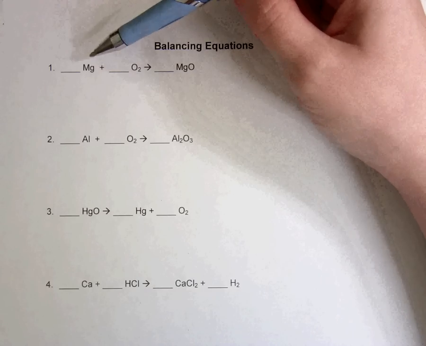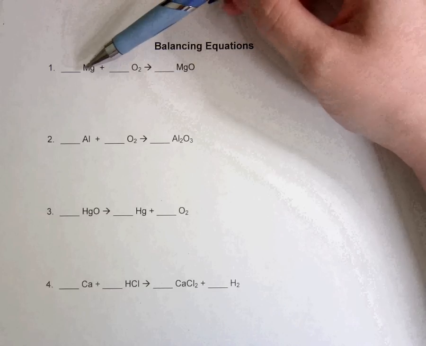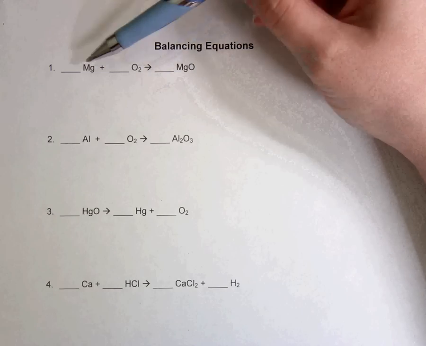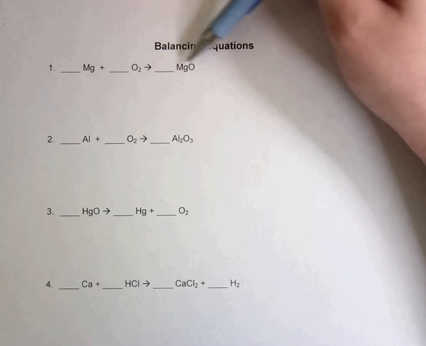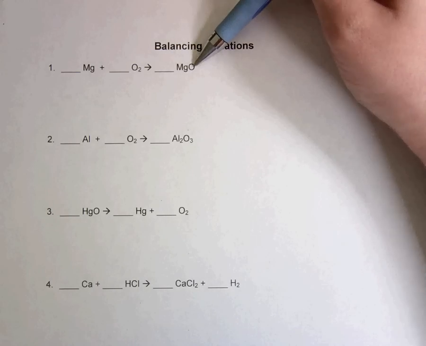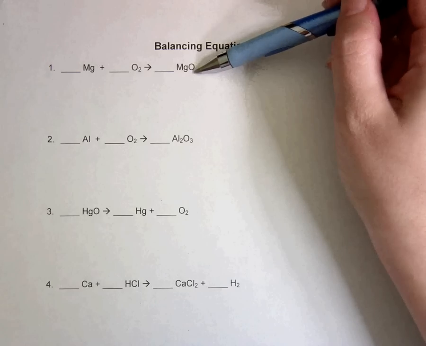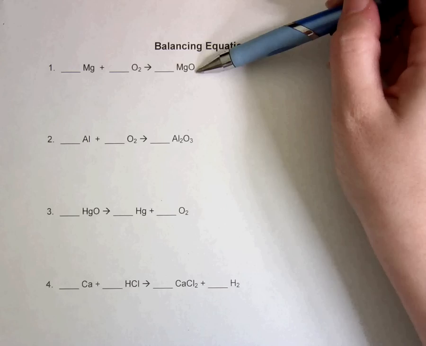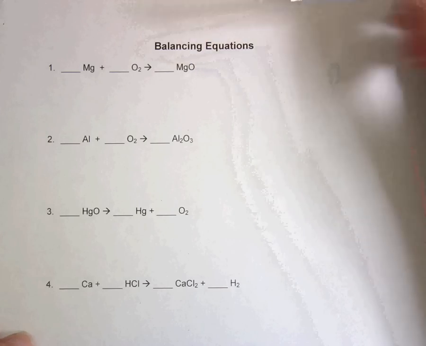You cannot, however, change subscripts. For example, see how on this one, on the left-hand side of the arrow, you have 1 Mg and 2 O's. On the right-hand side, you have 1 Mg and only 1 O. You cannot just add a 2 here to make this MgO2, because that compound doesn't exist, nor is it what's formed in the reaction. MgO is formed in the reaction.